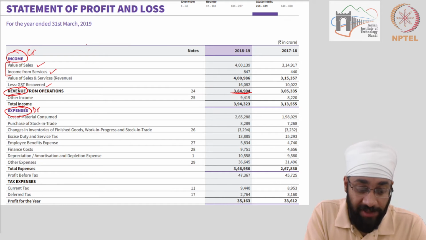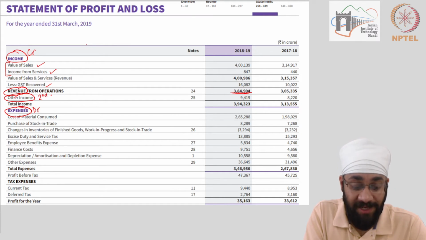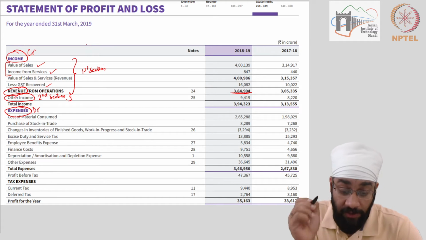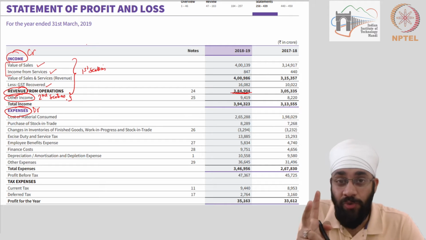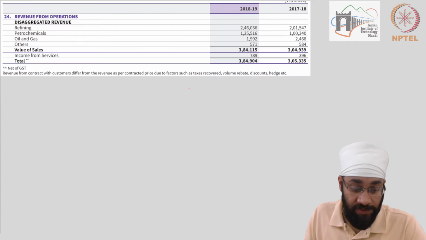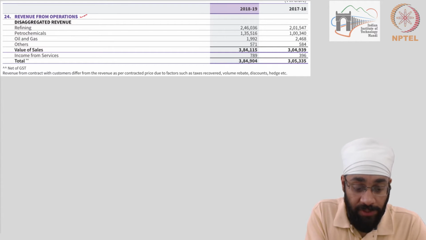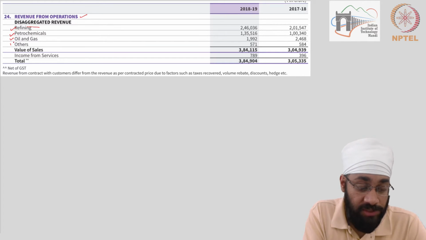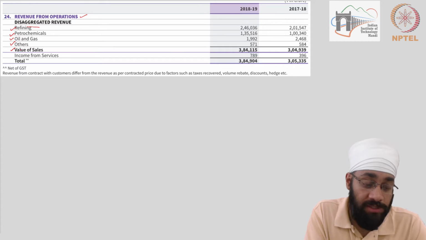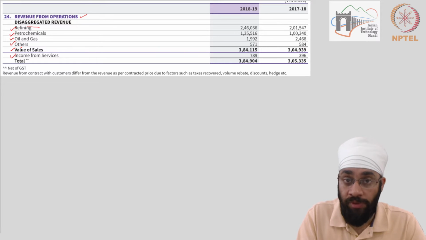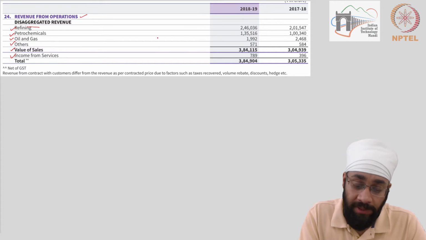And then you have your other incomes, which we used to show in the second section, if you remember. This is the first section of profit and loss account, and this is the second section of profit and loss account. Let us deep dive into these two and look at the details. So for the first section, we'll go to note number 24, which I have here. Revenue from operations. Now a disaggregation has been given. So the company has different lines of operations and you have been given the breakdown for all these, plus income from services.